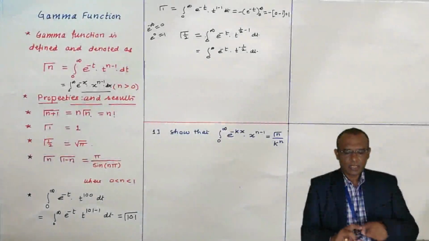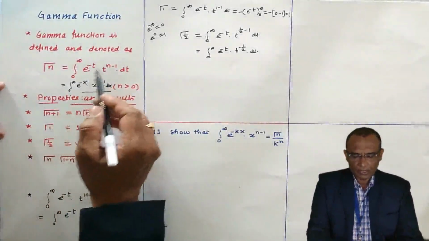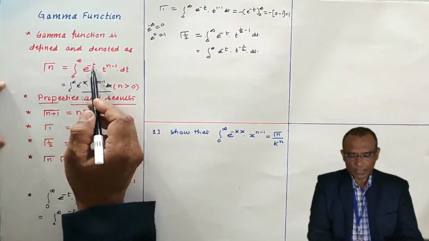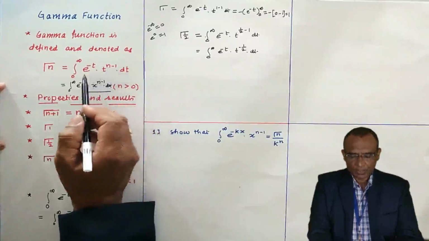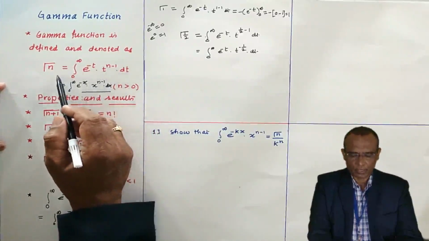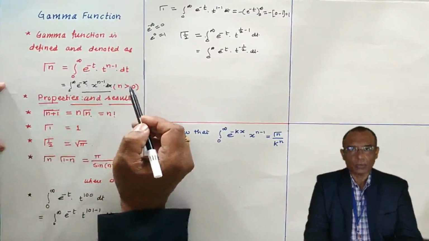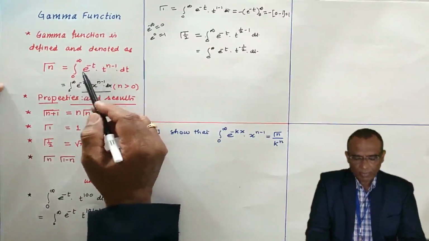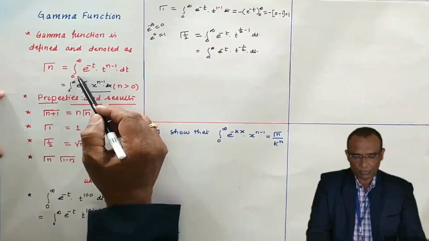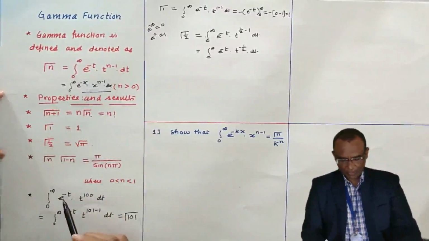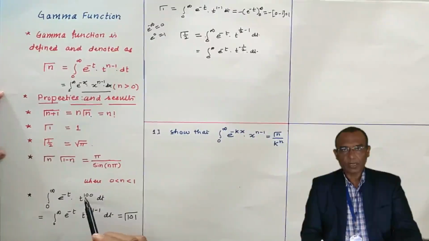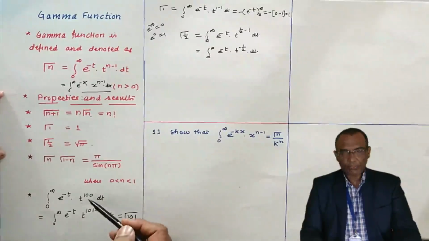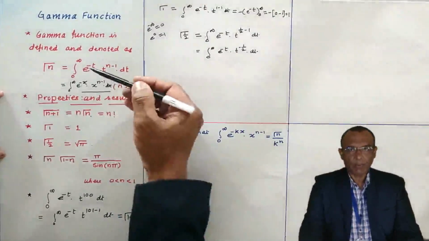The gamma function is denoted and defined as gamma n equals the integral from 0 to infinity of e power minus t, t power n minus 1 dt. So this integral is the gamma function, where n is greater than 0. This t may be replaced by x also, or by y. If I want the integral from 0 to infinity of e power minus t, t power 100 dt, this integral I have to evaluate, but I am finding the value of this integral using the gamma function now.